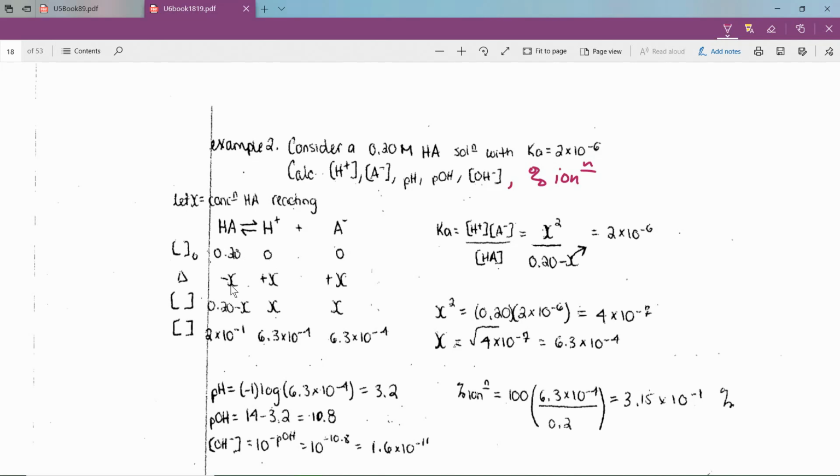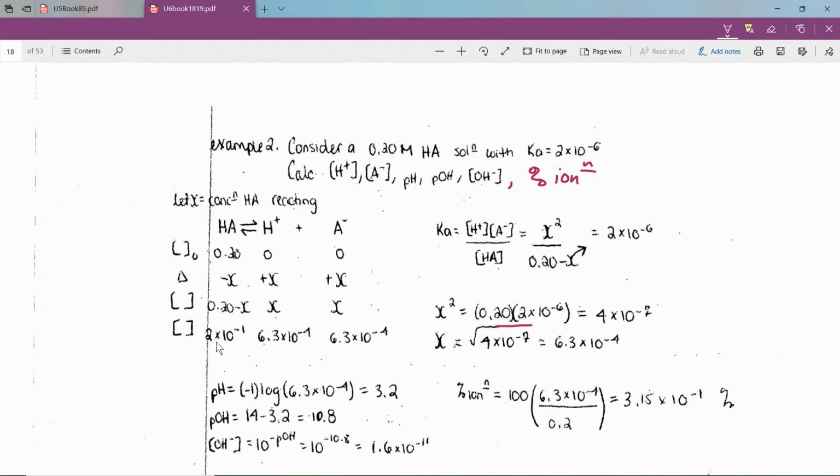So I'm going to lose X of HA. I'm going to gain X of H plus and X of A minus. So at equilibrium, I'm going to have 0.2 minus X of HA, X of H plus, and X of A minus. So my Ka is going to be X times X squared over 0.2 minus X. And we're going to get rid of the X in the denominator. So 2 by 10 to the minus 6 times 0.2 is X squared. X is the square root of 4 by 10 to the minus 7, 6.3 by 10 to the minus 4.